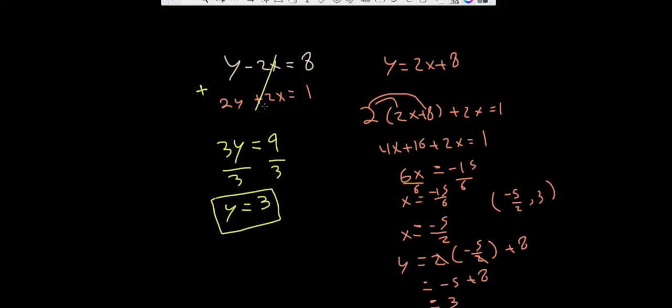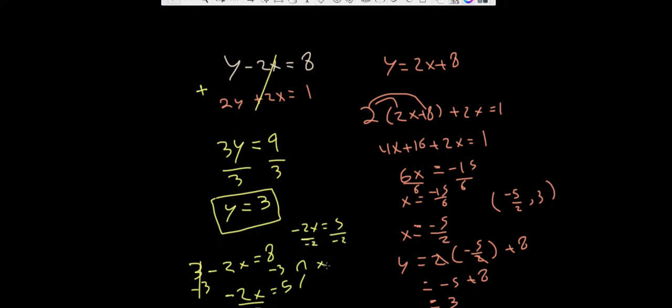Now we can go ahead and solve for x. So we just plug it back in, right? We know y minus 2x is 8, so let's plug it back into this equation. So we do 3 minus 2x is 8. Subtract 3 on both sides. This cancels. We get negative 2x is equal to 5, because 8 minus 3 is 5. Divide by negative 2 on both sides. So we get x is equal to negative 5 over 2.